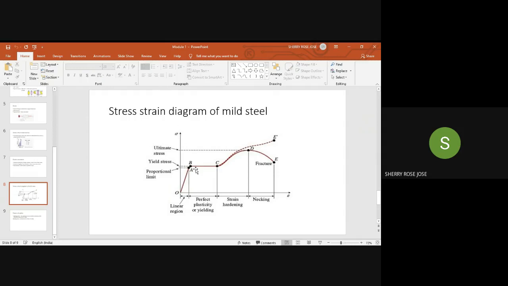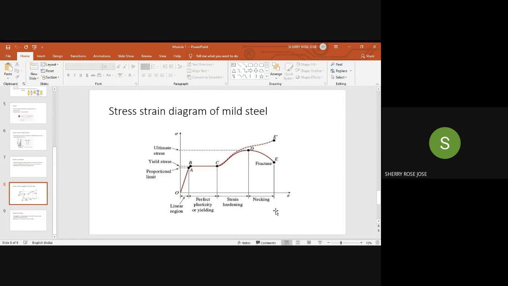If you are loading beyond yield stress, the body gets deformed based upon the load applied. That means if you are applying a tensile force on the body, the body starts to elongate once you load it beyond the yield point.